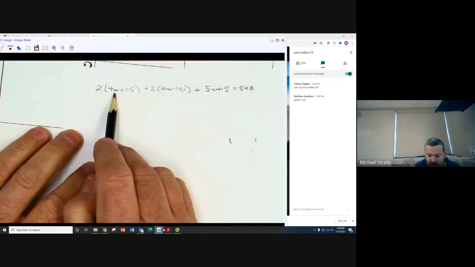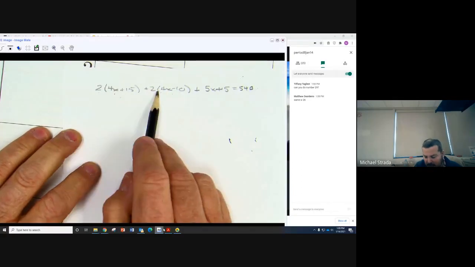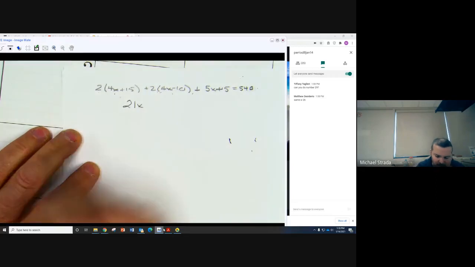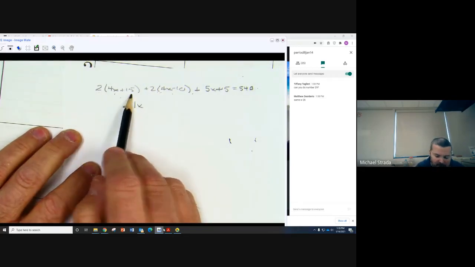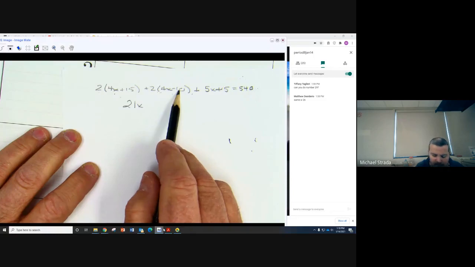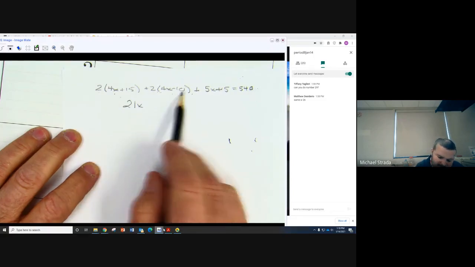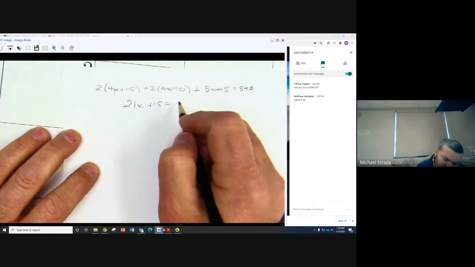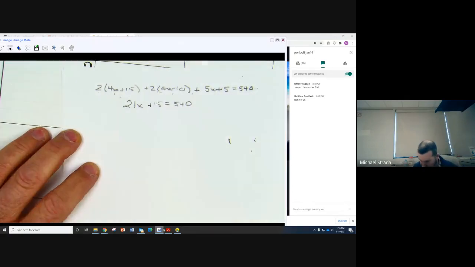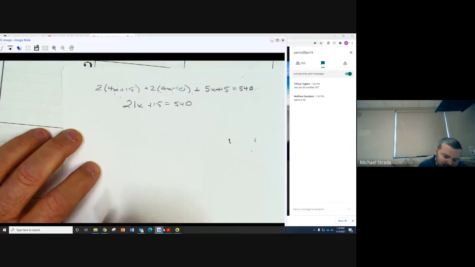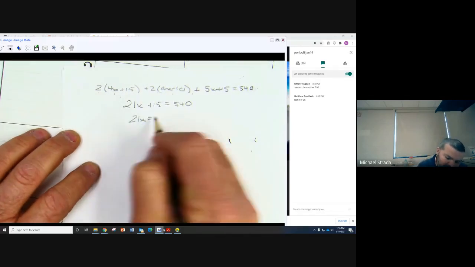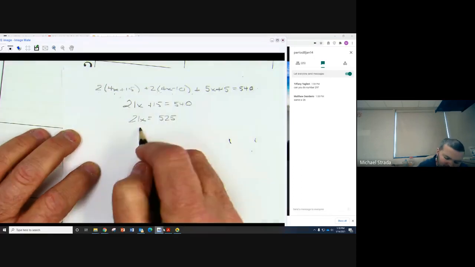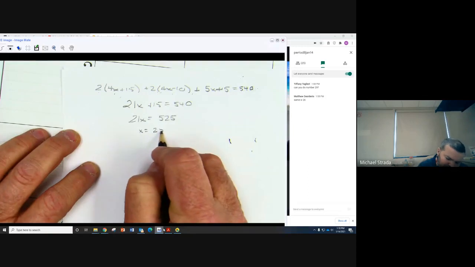2 times 4x is 8x. Same thing there. 8x plus 8x is 16x. 16 plus 5x is 21x. 2 times 15 is 30. 2 times negative 10 is negative 20. 30 minus 20 is 10. 10 plus 5 is 15. 21x plus 15 equals 540. Subtract the 15. 21x equals 525. Divide by 21, and x equals 25.